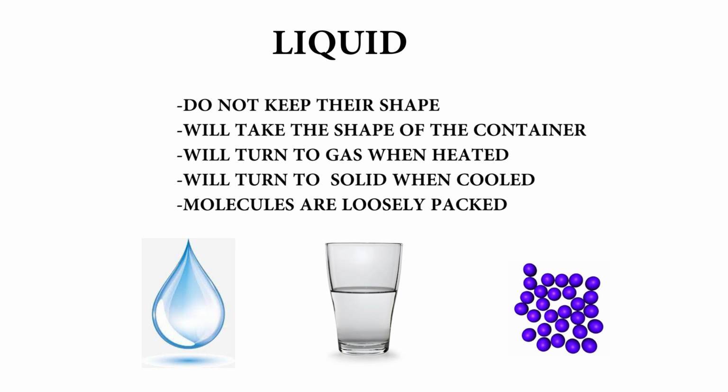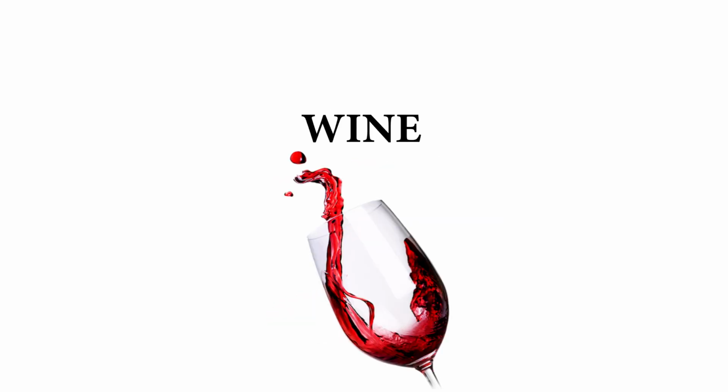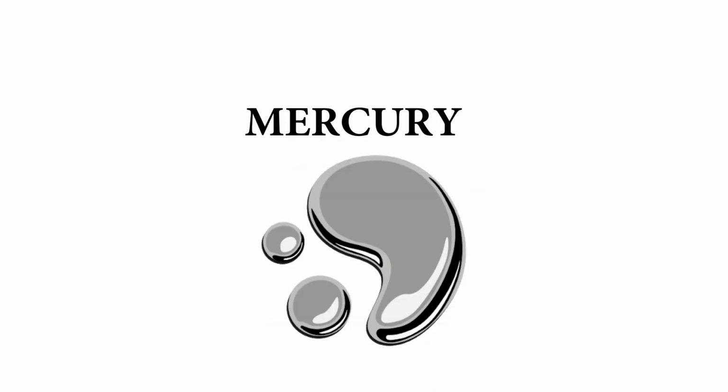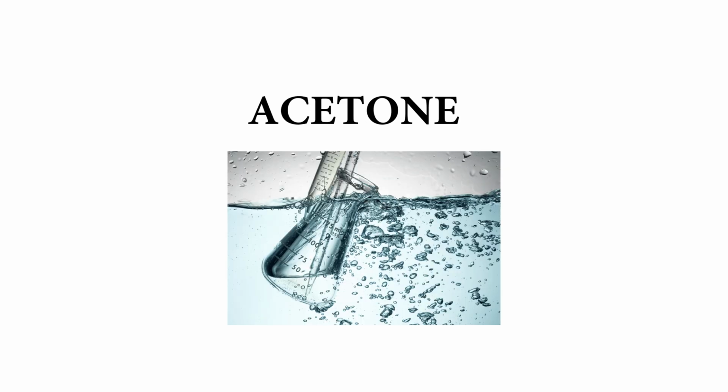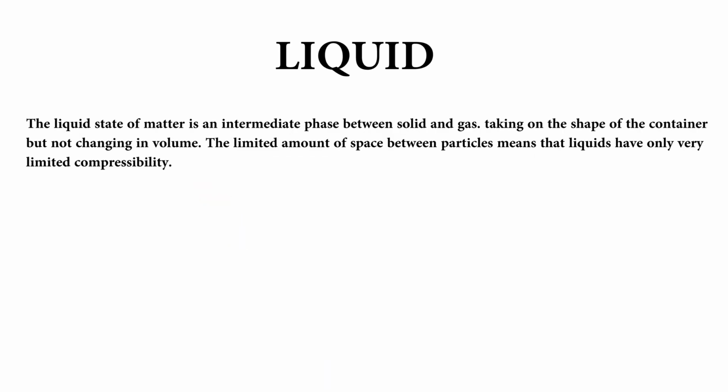Molecules are loosely packed. These are examples of liquids, including blood, honey, wine, water, mercury, oil, milk, acetone, alcohol, and coffee. The liquid state of matter is an intermediate phase between solid and gas, taking on the shape of the container but not changing in volume.